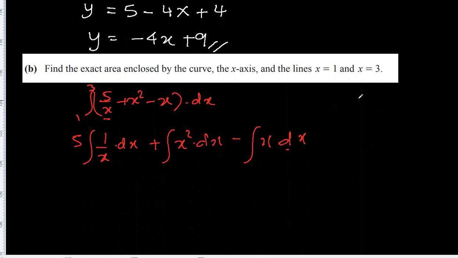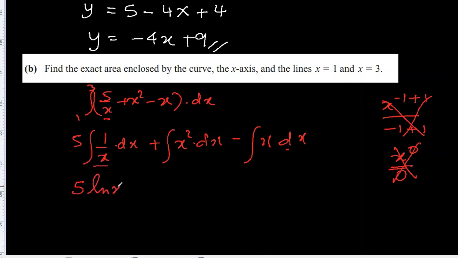One mistake students make is that they write 1 over x as x to the power minus 1, and then they add 1 to the power, and divide by minus 1 plus 1, and that becomes x to the power 0 over 0, and they think it is 0. No, it is not 0. Anything divided by 0 is undefined. So we cannot write this. The integration of 1 over x is ln x.